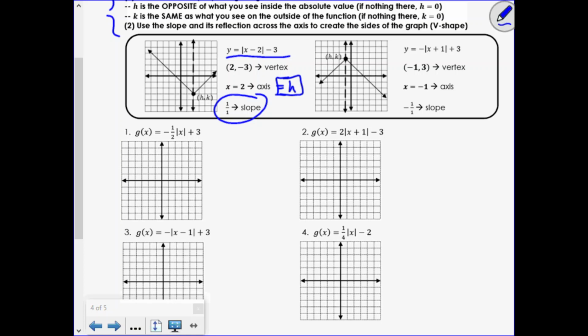So this is how you graph it. You go to 2, negative 3, you draw a dot. And if the slope is 1, you go up 1 over 1, up 1 over 1, up 1 over 1. And then you do that on the left. And that's how you draw it. Really simple. This is another example right here. This time, this is the function I have. Why is the vertex negative 1, 3?